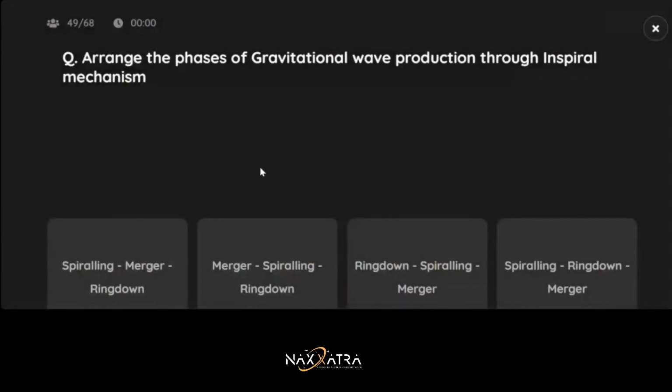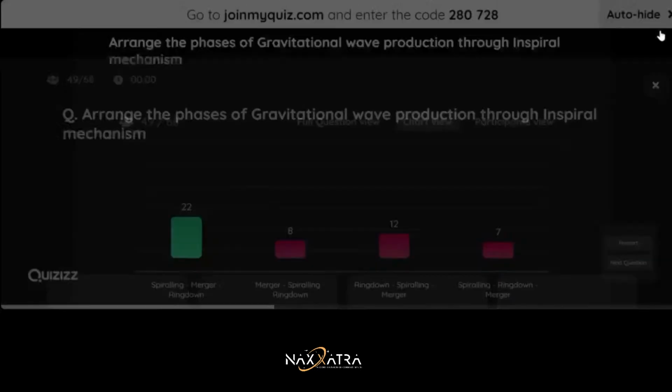So the correct answer is spiraling phase, then merger, and then ring down. First, two bodies revolve around each other while emitting gravitational waves, that is the spiraling phase. Then they merge together, where the amplitude of the wave reaches a peak, and then suddenly when the bodies become stable, the gravitational wave stops. So that is the ring down phase. So spiraling phase, merger phase, and then ring down phase.